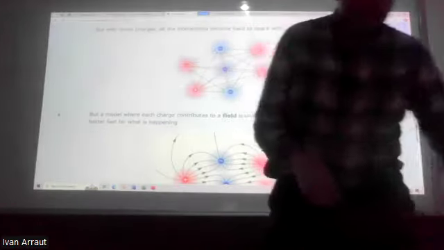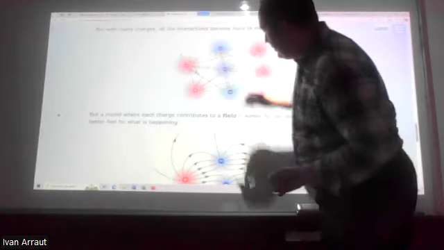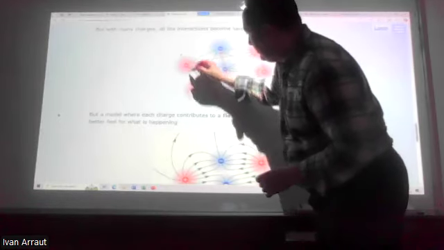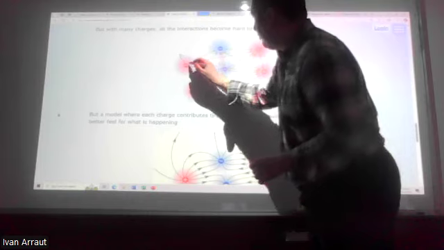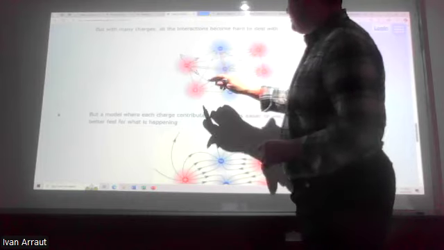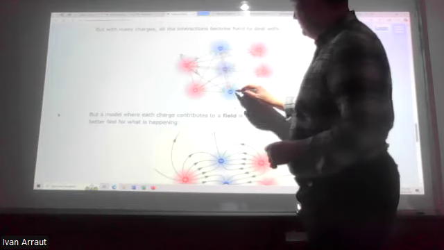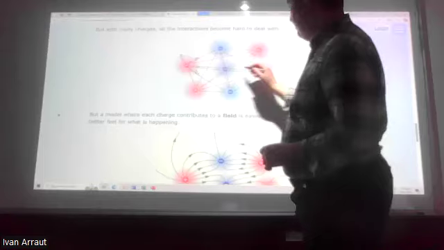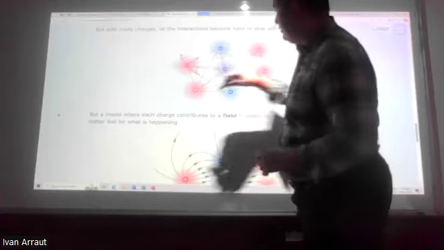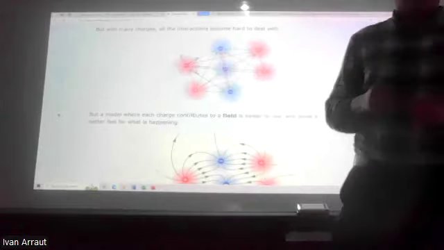Let me use a different marker. A force in this direction. There will be a force in this direction. There will be a force in this direction. This negative charge will attract, so it will make a force in this direction. This one, positive, will make a force in this direction. And this will make a force. You have to sum all the forces.